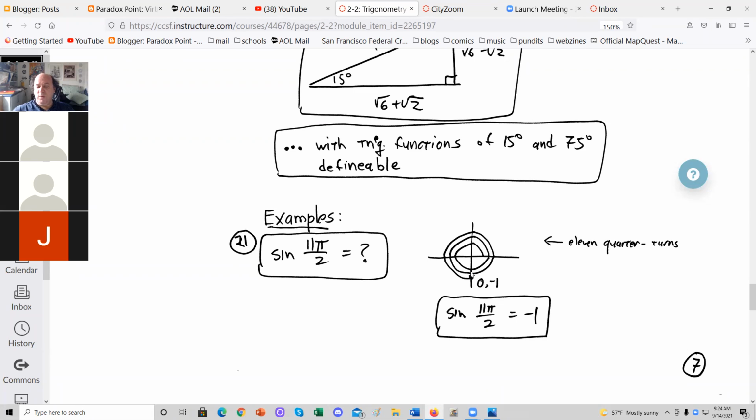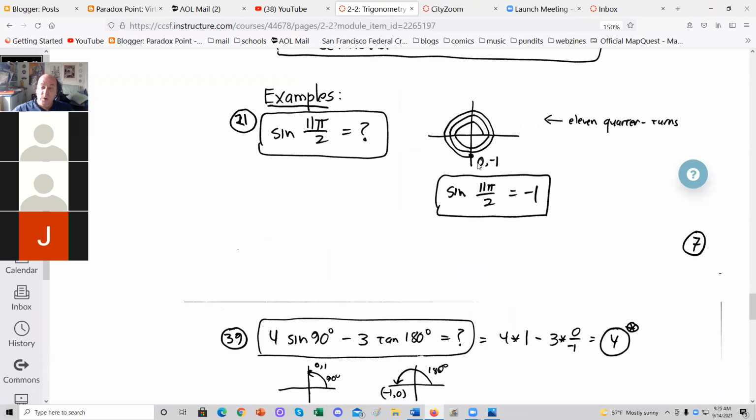Landing at 0 by -1, and the sine is the y coordinate. So sine 11 pi over 2 is -1. Cosine of 11 pi over 2 is 0.